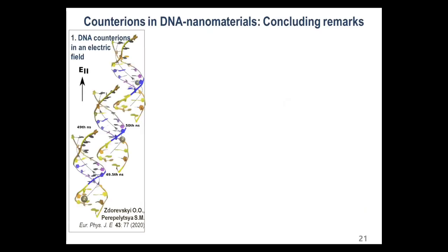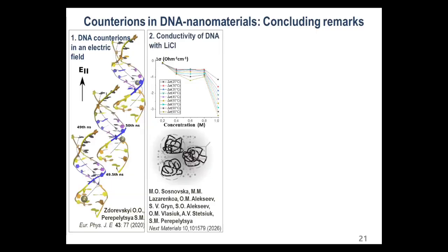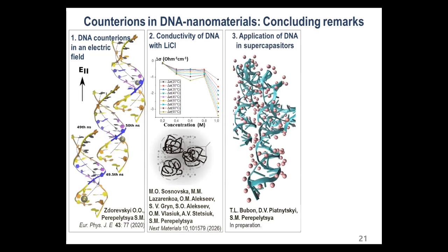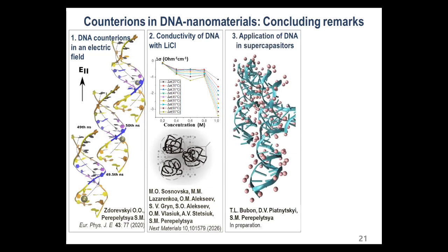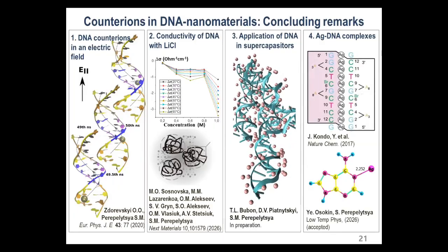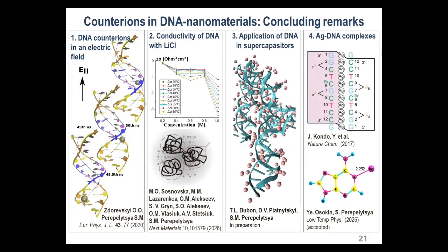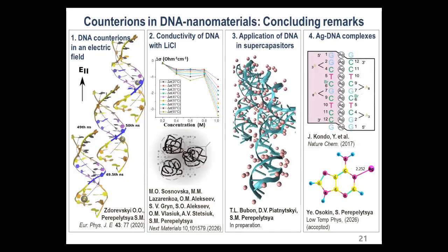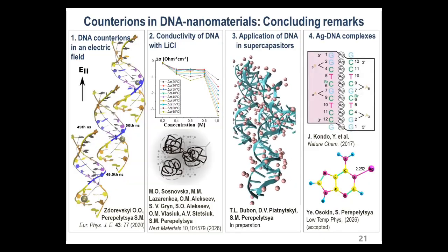So in conclusion, I'm finishing. I would like to say that DNA is a very promising material. In fact, it is a material that can be used in different applications, in particular due to conducting properties, in ionic conductance, and also due to the properties of metallized DNA. And I think it will be developed in the nearest future.